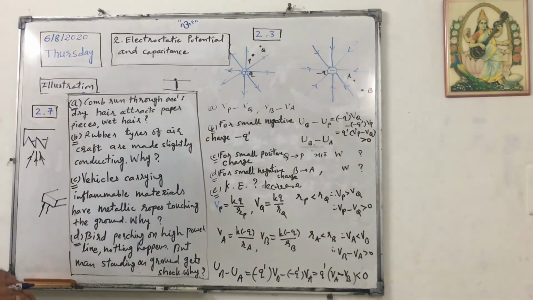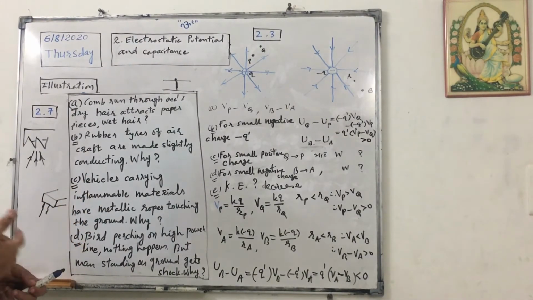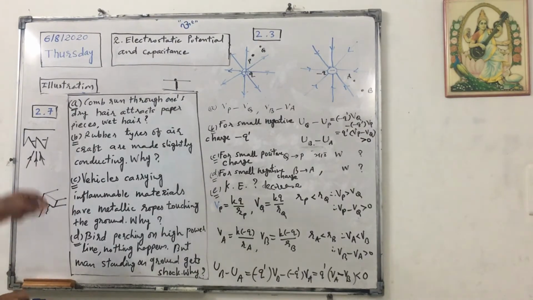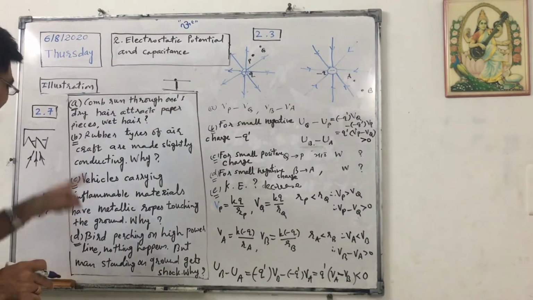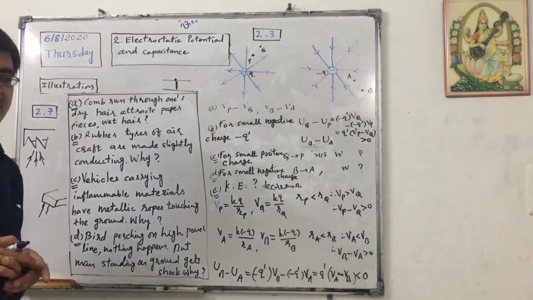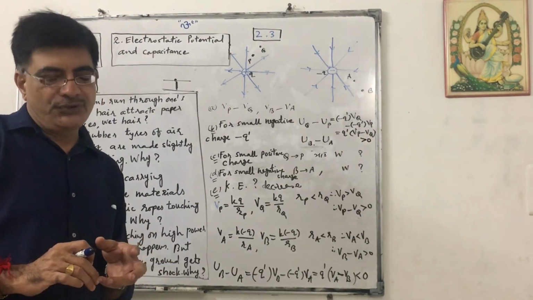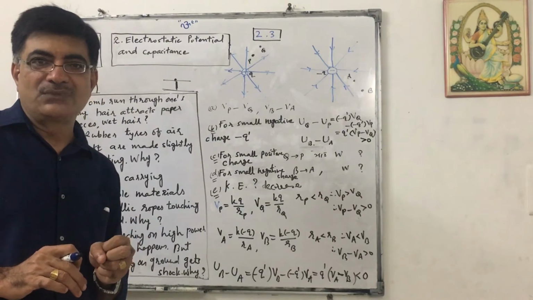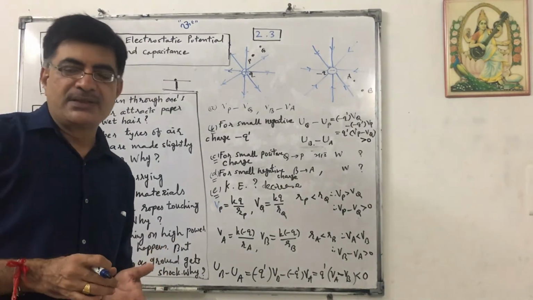Now 2.7. Comb run through one's dry hair attracts paper pieces. What about wet hair? See, there is a video, if you see in the playlist, explaining this. Okay, in detail. Suppose there is a plastic comb, okay, if we rub it with dry hair, it will have negative charge and this type of non-uniform electric field. Okay, it will induce polarity in paper pieces and will attract. But if hair is wet, okay, no friction or less friction, so no charge on comb, so it won't attract.